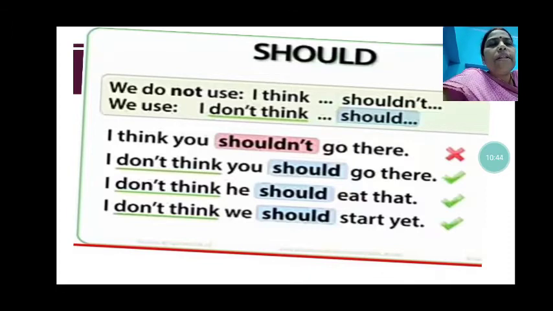Then, I don't think he should eat that. So we should not say I think you should not eat that. You should say that I don't think he should eat that. Then, I don't think we should start yet. So that is the proper way, or a correct way, to say it.